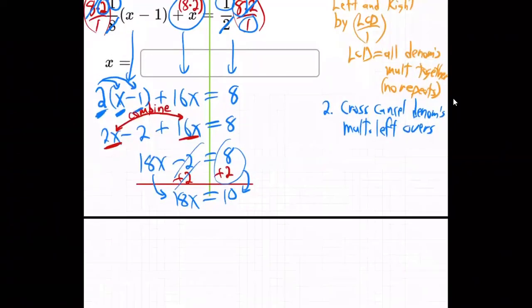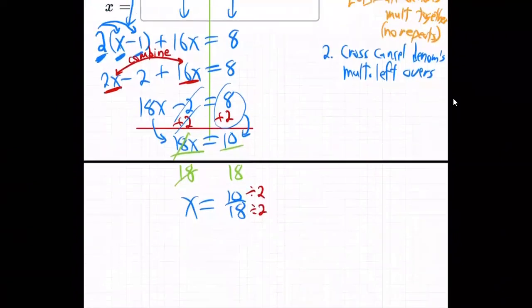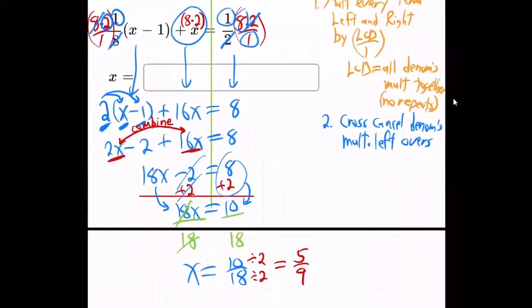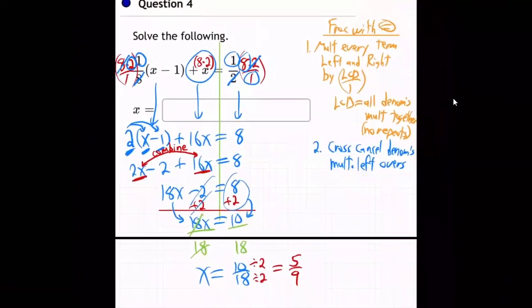All right, and the last step, you know the last step, is always to divide by identically what's next to x. Boom, boom. And so x equals 10 over 18. And then we got to reduce that, don't we? Whenever you reduce, you divide top and bottom by the same thing. So what's that going to be? 5/9. And so there we go. X is 5/9.